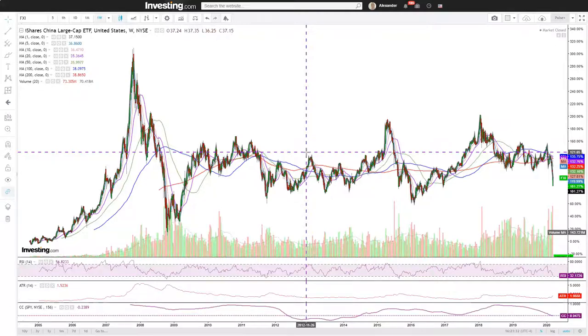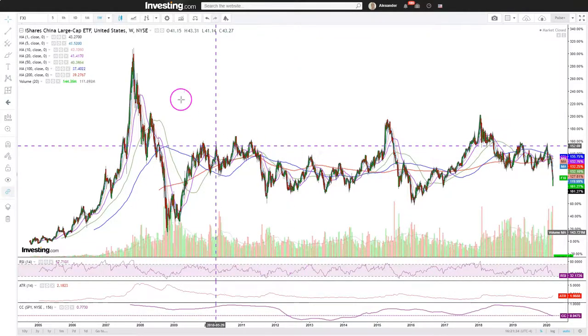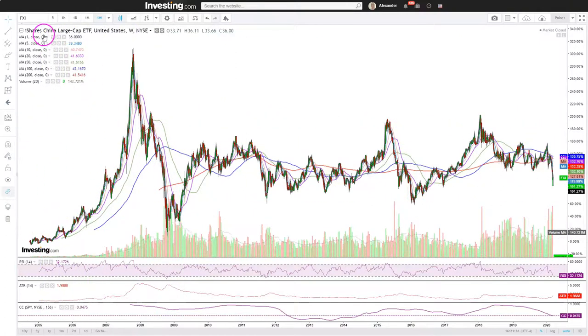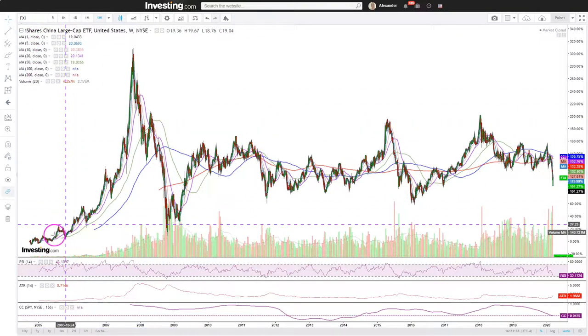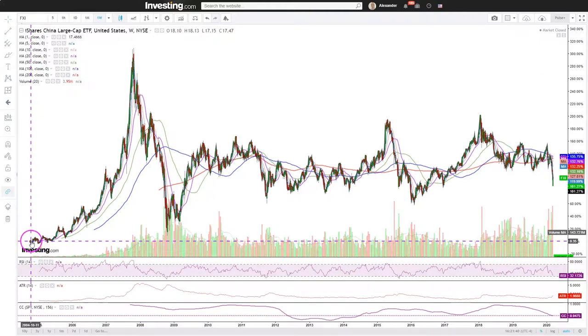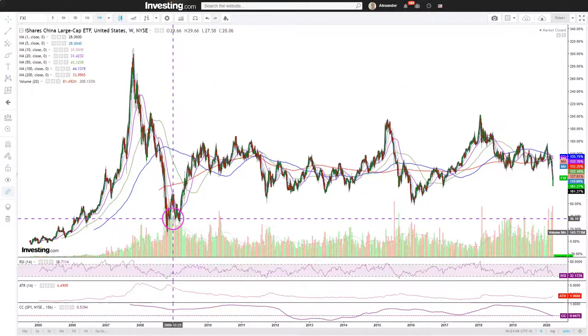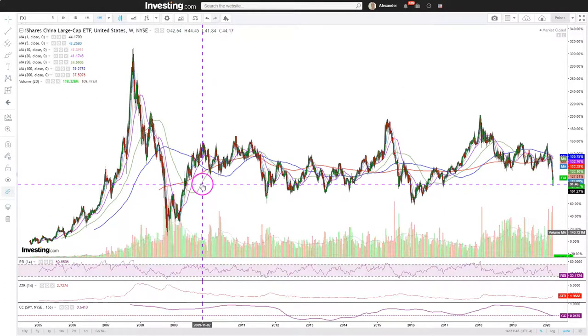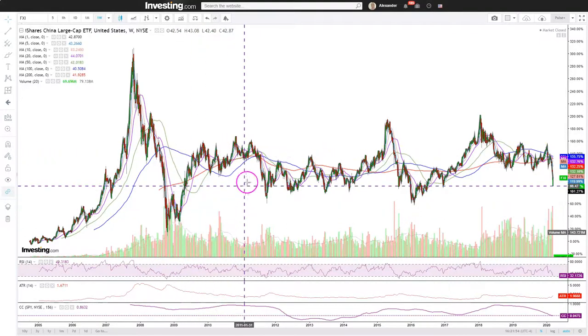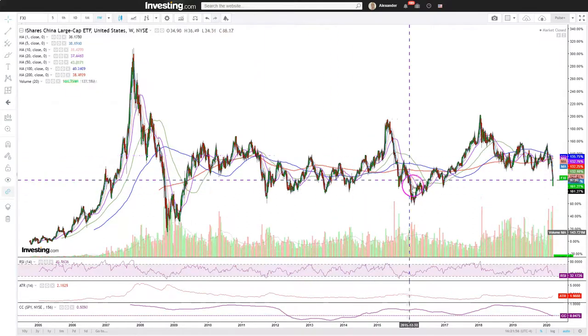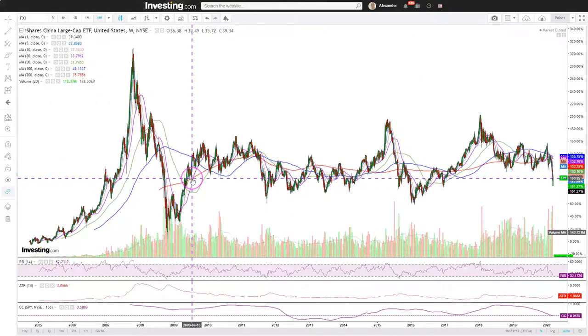What you have in front of you is the long-term picture of the Chinese stock market reflected with the FXI. We go all the way back to 2004. Huge rally, big crash during the financial crisis. But after that, the Chinese stock market gets weird, because you can see that we have been moving sideways for many years.